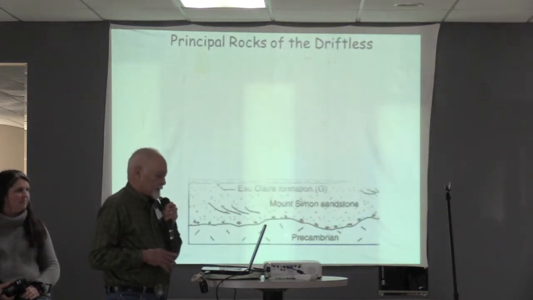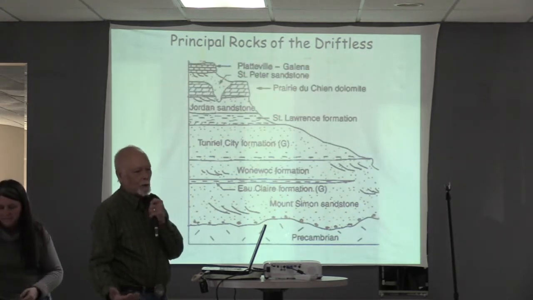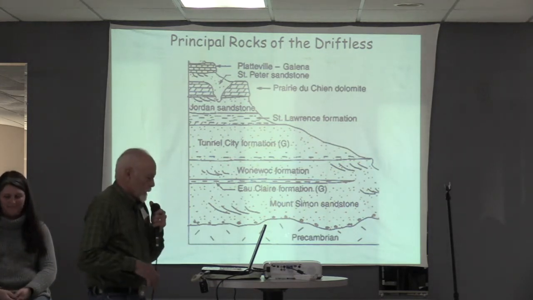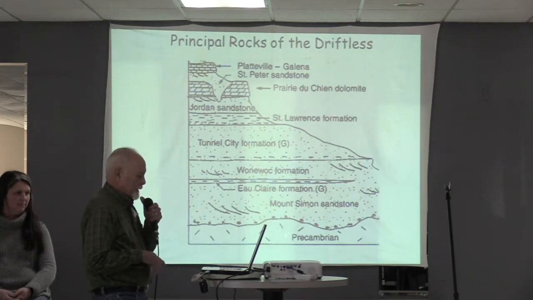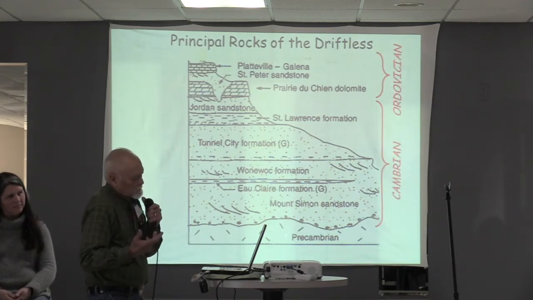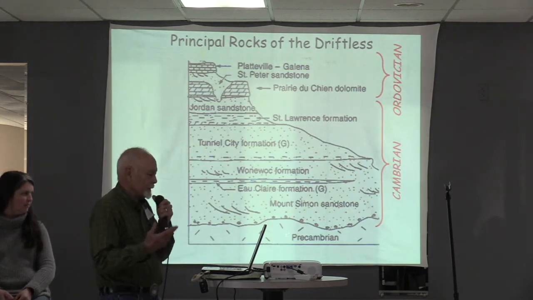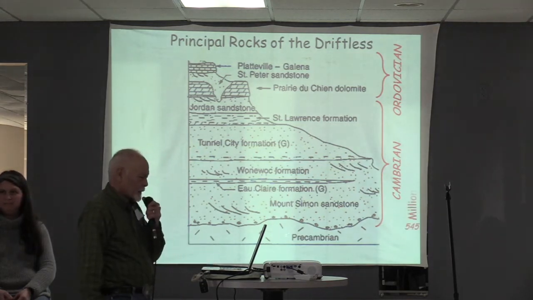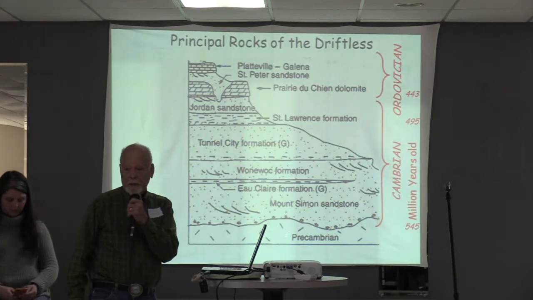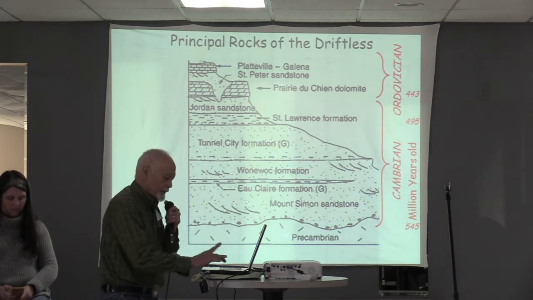These are the rocks of the Driftless area. They go from down below to up, because that's what we geologists do, because the older rocks are on the bottom, and history always goes from old to new. So Cambrian rocks go all the way up to the Jordan sandstone, and then everything above that is Ordovician. In terms of time, we're talking about a span from 545 to, say, 443 million years ago. That's kind of important, because those rocks were developed over a long period of time.